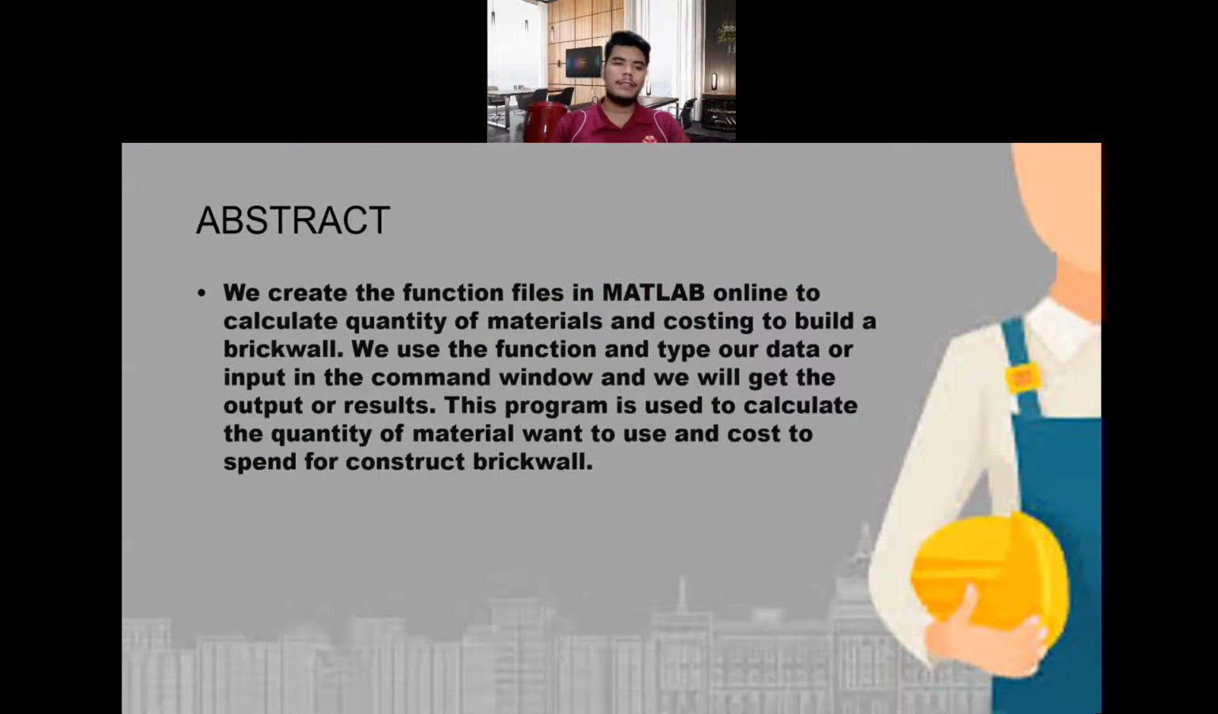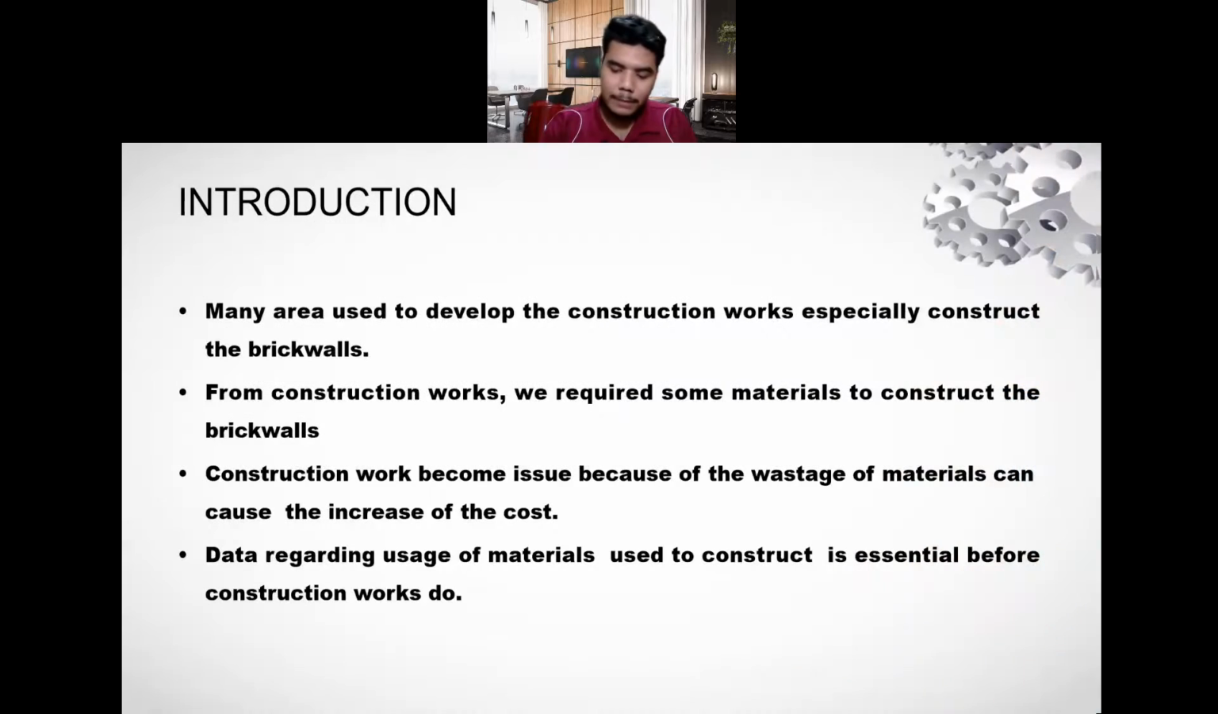Okay, so first of all, we start with the abstract for this project. We create the function files in MATLAB Online to calculate the quantity of materials and costing to build a brick wall. We use the function and type our data or input in the command window, and we will get the output or results. This program is used to calculate the quantity of material we want to use and the cost to spend for constructing a brick wall. Okay, so we go to the next slide.